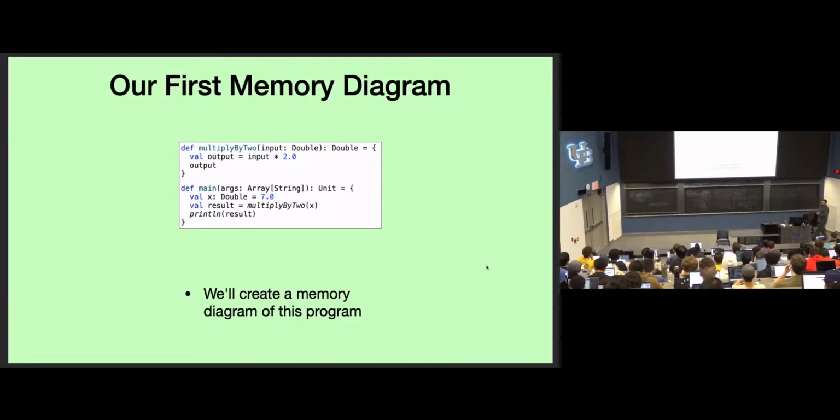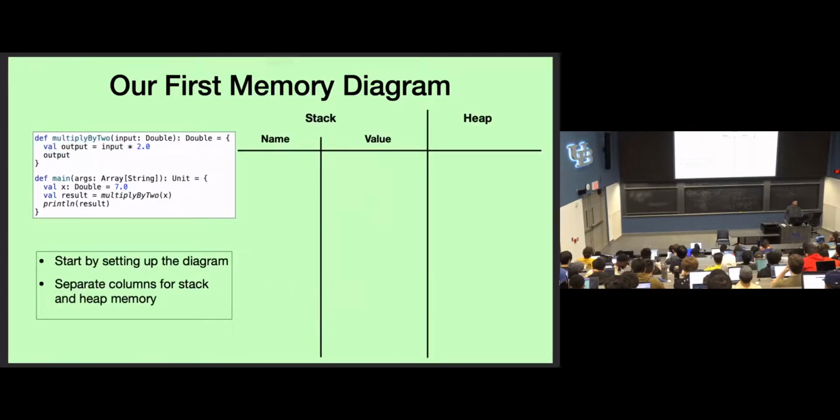So let's do our first memory diagram. We're going to go through this program. This is slightly modified from code that I showed you, the second example I've ever showed you in this course. The only difference is I changed these vars to vals, and I stored the output in a variable before returning it. So we have one extra variable going in our stack diagram, just so I can show you more stuff. So let's go through our very first memory diagram.